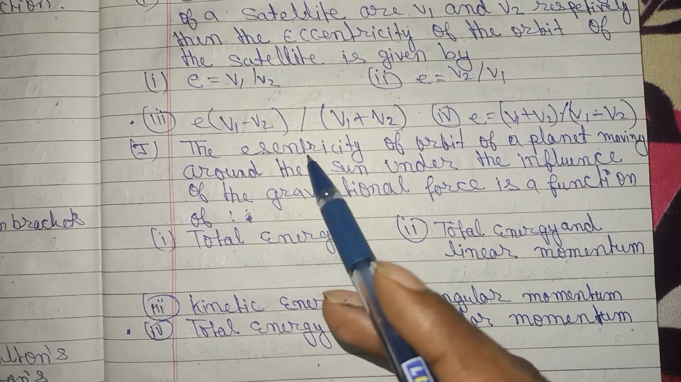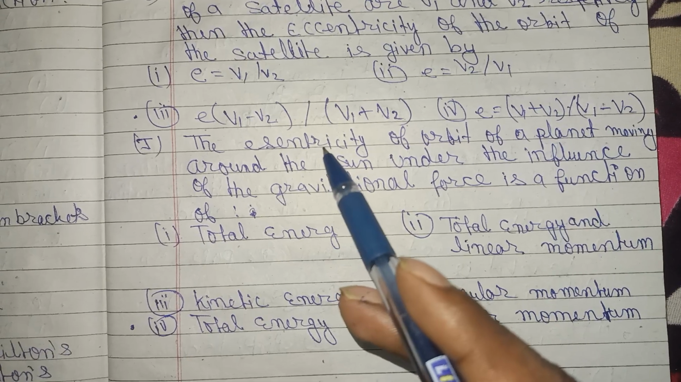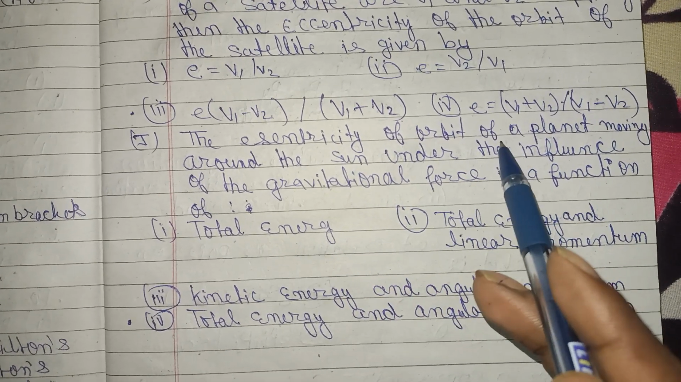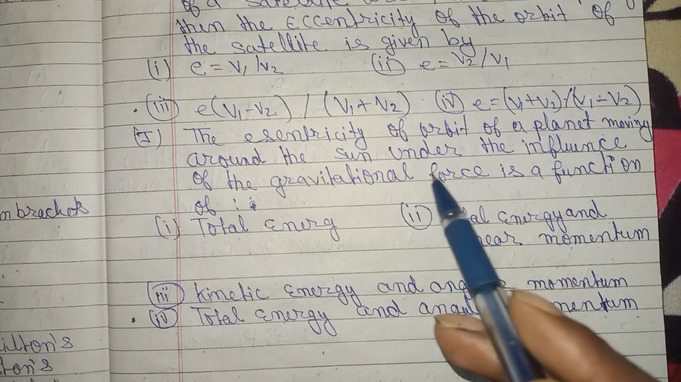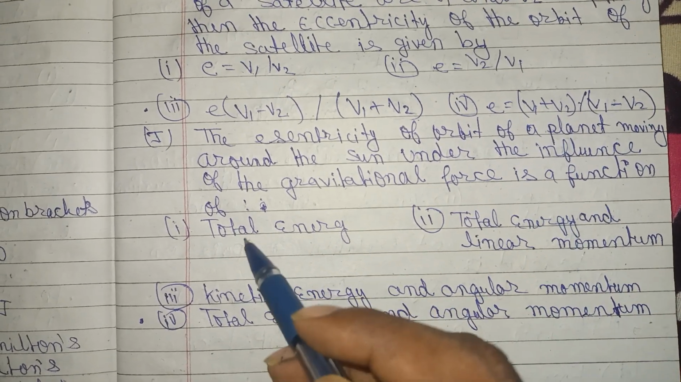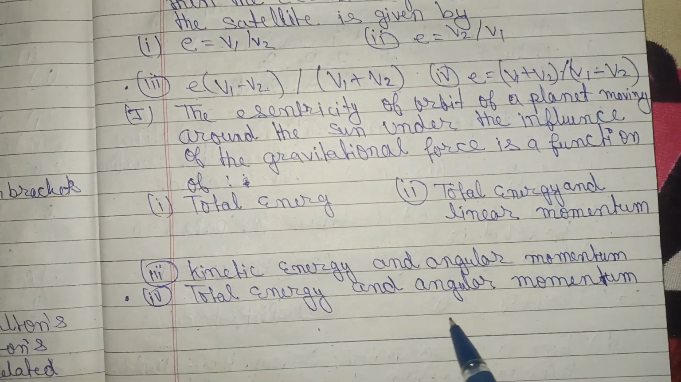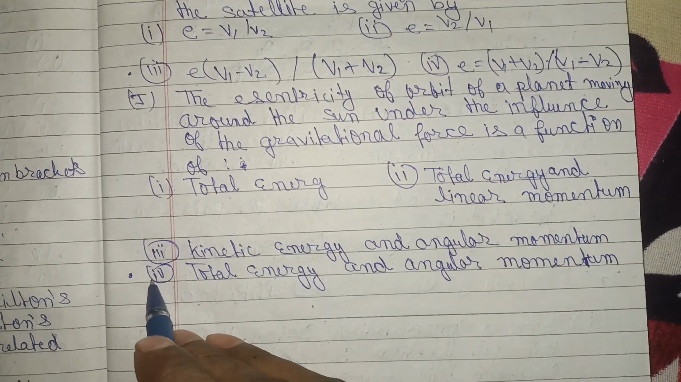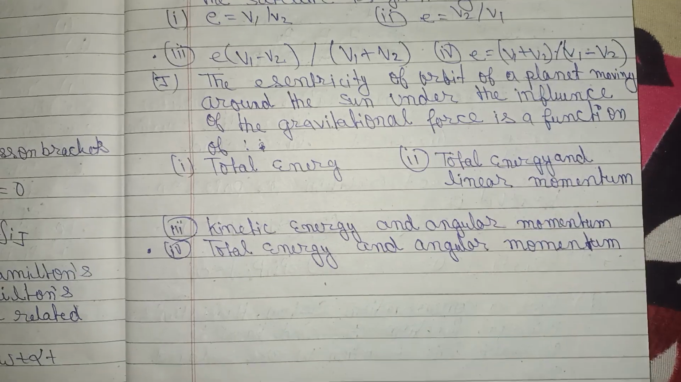Question number J: the uncertainty of the orbit of a planet moving around the sun under the influence of the gravitational force is a function of total energy and angular momentum. Total energy and angular momentum is correct, 100%.